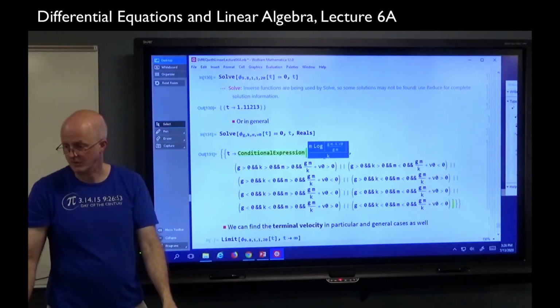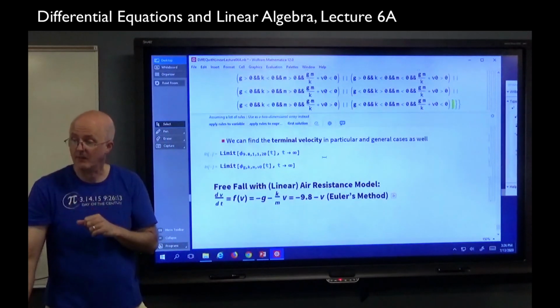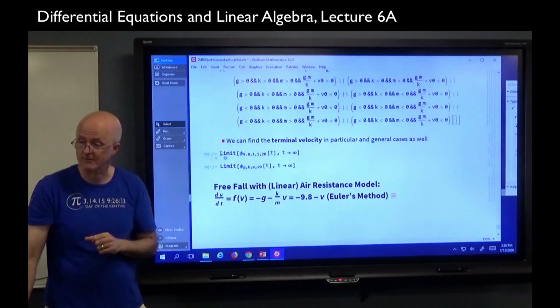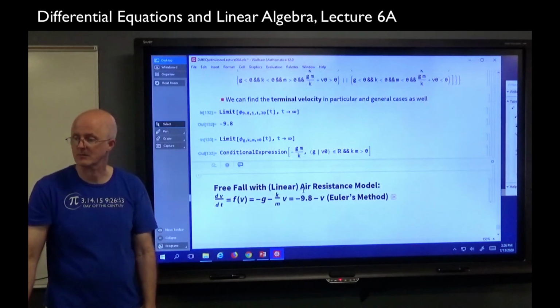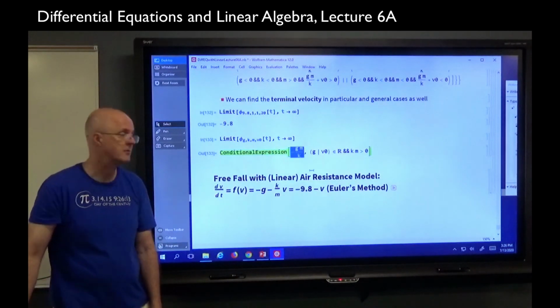This is the function we're after. And we can find the terminal velocity with a function called Limit. 9.8. We can do it in the general case as well. Negative gm over k in general.